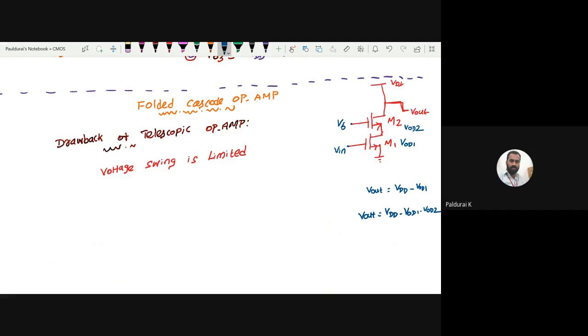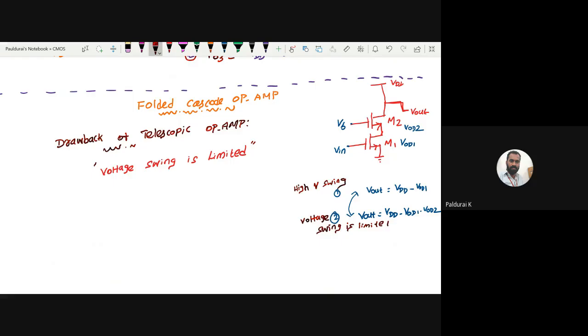So when you are cascading, when you are stacking a transistor over the input transistor, what actually happens? What is the difference between these two equations? Which one is having high voltage swing? Out of these two, equation 1 and 2, which one has the high voltage swing? Equation 1, right? This is my high voltage swing. So here the voltage swing is limited.